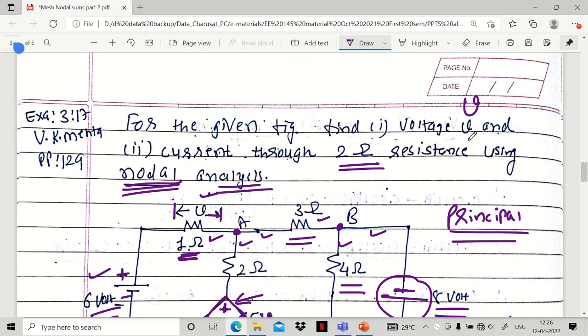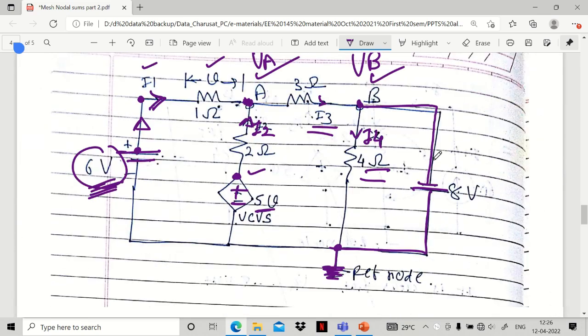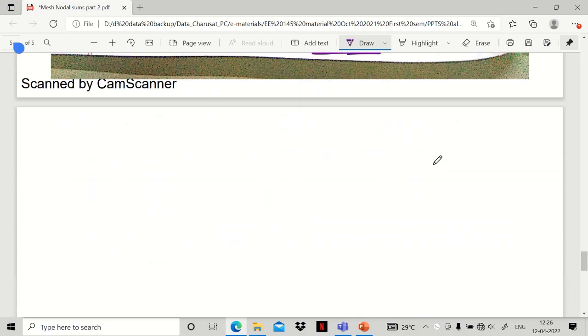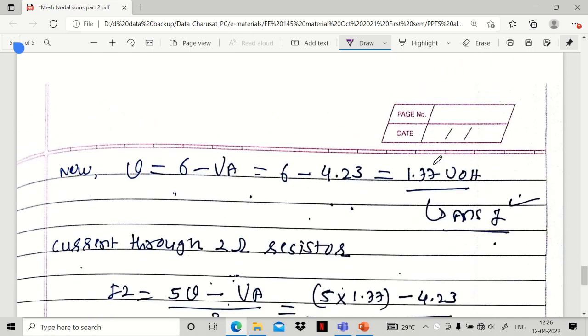Now what is our task? The voltage small v and the current through the 2 ohm resistance. VA is found, so small v is equal to 6 minus VA, which is 1.77 volts. So this is the first answer. Small v is found.